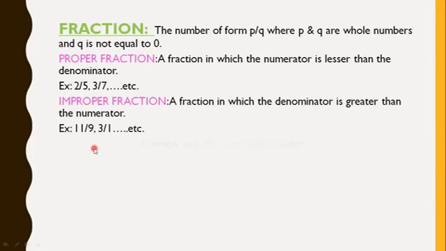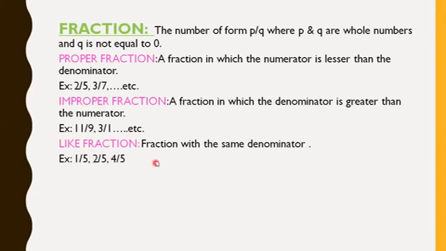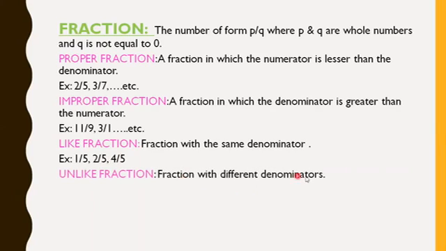Next, like fractions: fractions with the same denominator. So 1 by 5, 2 by 5, 4 by 5. If you see here, all the denominators, 5, are the same. So this kind of fractions are like fractions. Unlike fractions: fractions with different denominators. In like fractions the denominator will be the same, and in unlike fractions the denominator will be different. Example, 2 by 5, 4 by 7, 11 by 4. These are the unlike fractions.